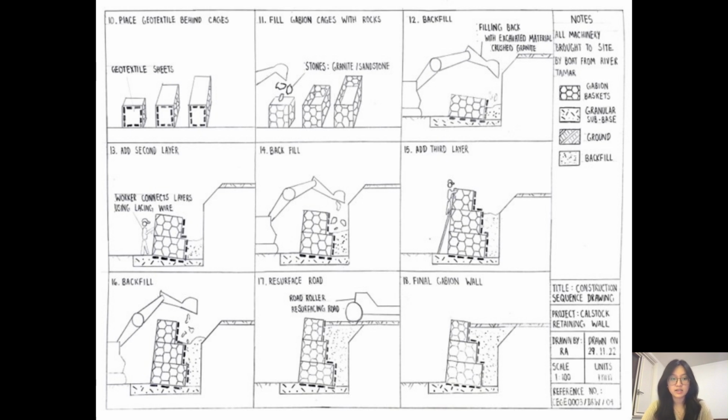Next, the second layer is added. It is connected to the first layer by a worker using lacing wire. Then the back is filled once again. Afterwards, a third layer is added and a ladder is used for the worker to connect it to the second layer. Once that is done, the back is filled for the last time.